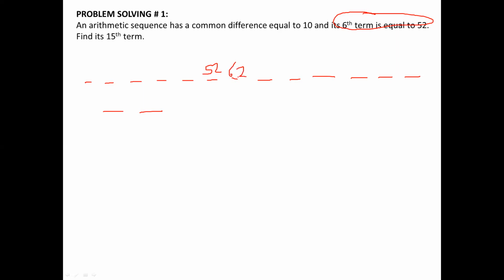Diba? O magbibilang ako, 62, 72, 82 dito, 92, tama? 102, 112, 122, 132. Ano po, sir? Wait lang po. Bilangin ko. Sige lang. Yes, 142. So hindi pa tayo nag-formula, no?